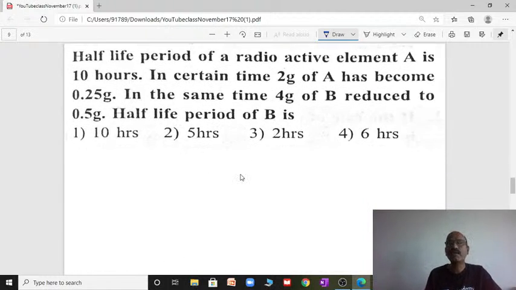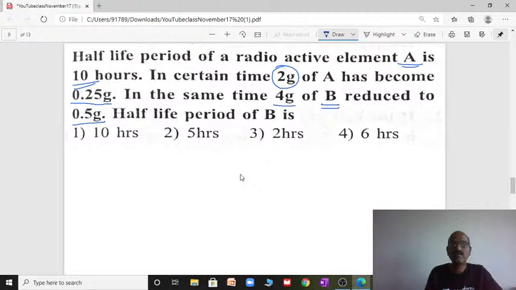Half-life period of a radioactive element A is 10 hours. See here, a radioactive element A whose half-life is 10 hours. In a certain time, 2 g of A has become 0.25 gram. That means after some time 2 gram of A becomes 0.25 gram. In the same time, 4 gram of B, another radioactive substance, is reduced to 0.5 gram.